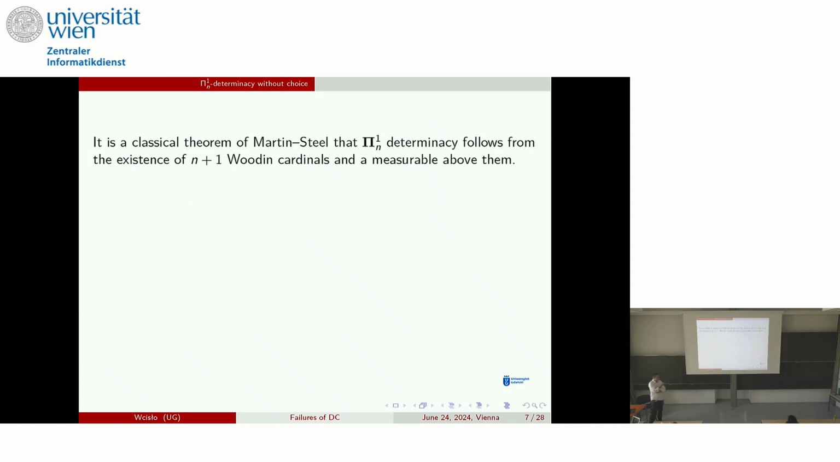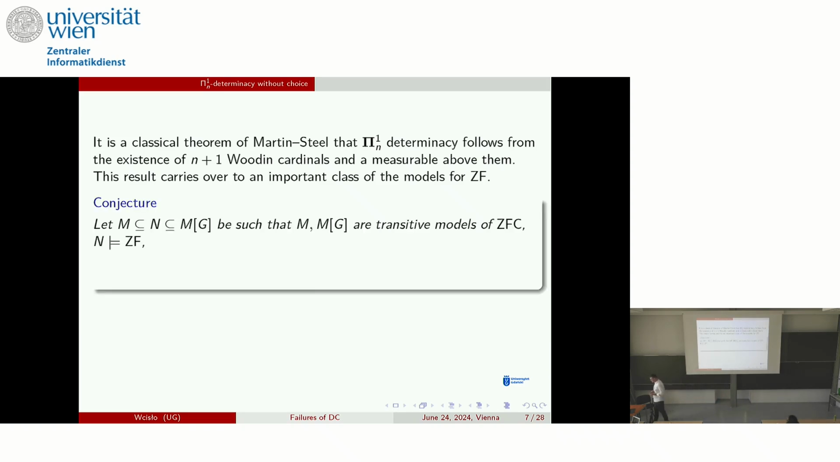As I said, it's the classical theorem, the theorem of the field. I would not even put it on this slide, if not for the broader than usual audience, that n plus... I get this wrong, right? So n and n plus 1, of course, should be switched. More determinacy: n Woodins plus a measurable means pi1 n plus 1 determinacy. And actually, it goes through for the important class of models of ZF.